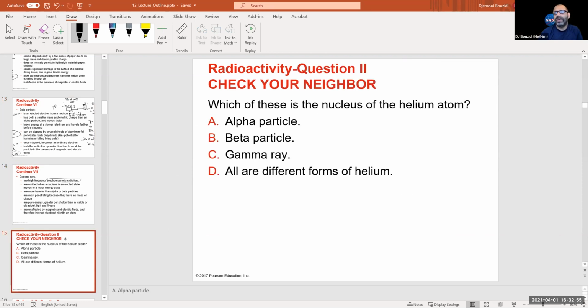So which of this is the nucleus of the helium atom? Of course, alpha particles.